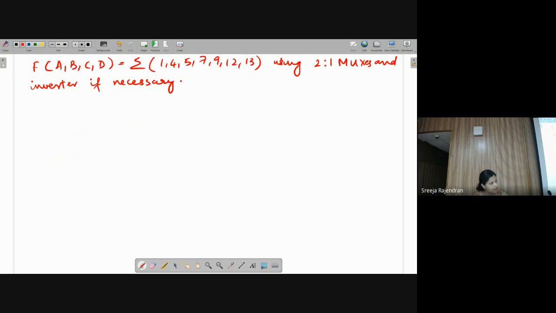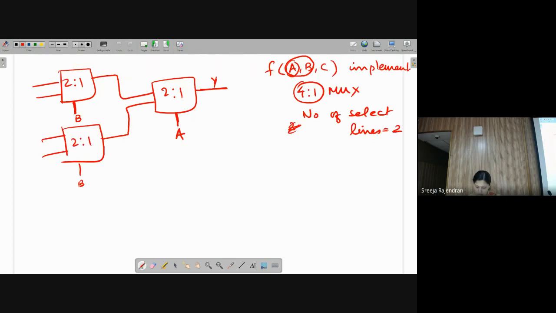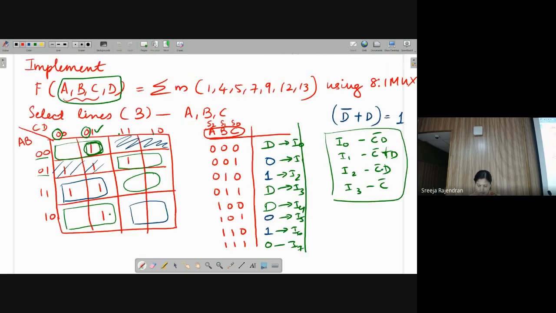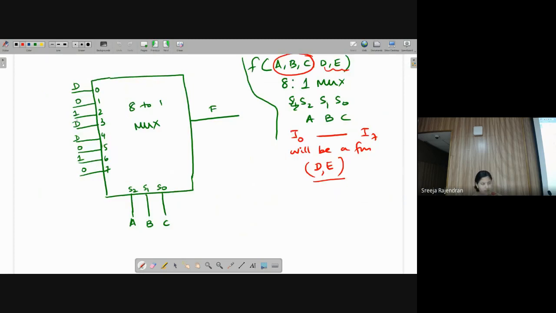This is the same function which we implemented previously. Okay, we are using the same function here. So you know that these are the inputs that you have to apply.